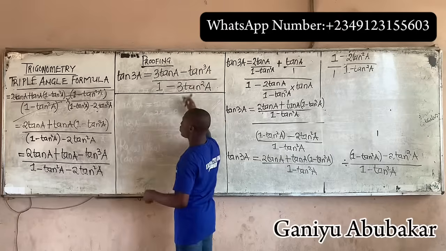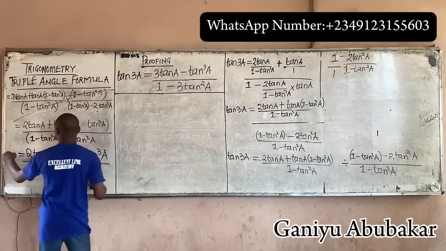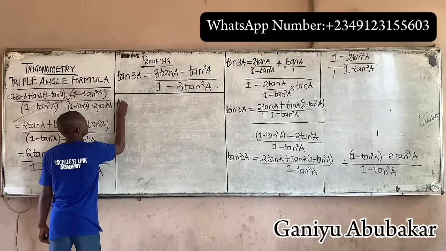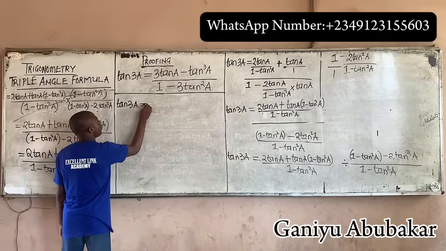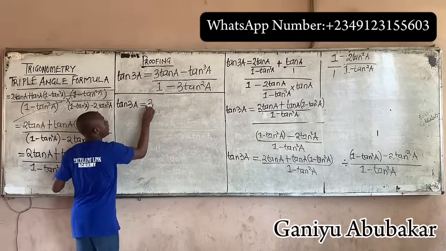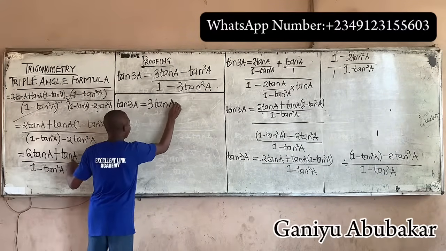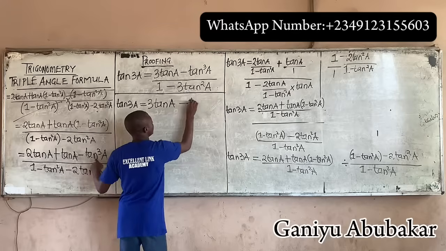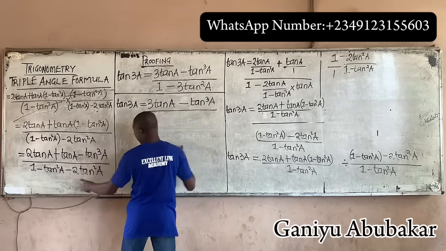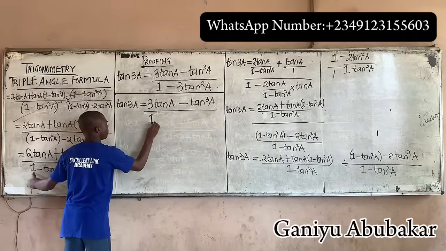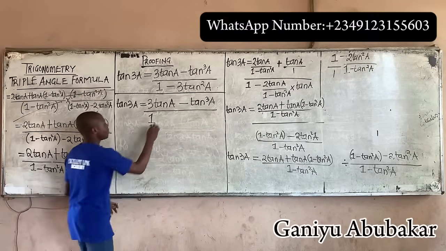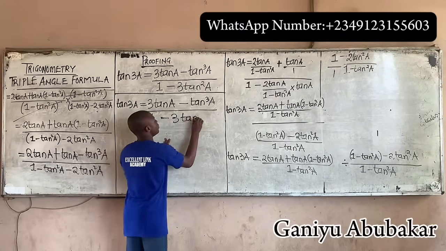So we're working towards this, right? So from here now, the value should be here. You said this tan 3A, so tan 3A now will be equal to 2 tan A plus tan A, that's of course 3 tan A minus tan cube A, all over this one, this other same one here. Now listen up, minus tan squared A minus 2 tan squared A, that's of course minus 3 tan squared A.